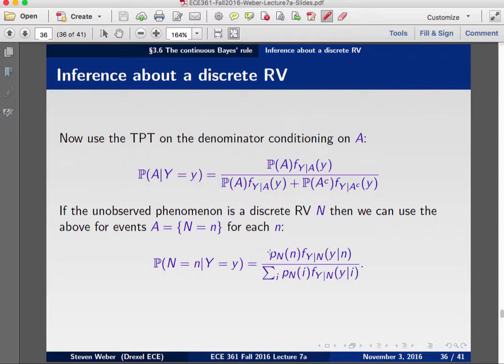In particular, here we have the probability mass function for the random variable N evaluated at little n, times the conditional density of the random variable Y given that capital N equals little n. And here we've again used the total probability theorem to get the marginal probability density for Y, expressed as a weighted sum of the conditional densities for Y given N, weighted by the probability of N.